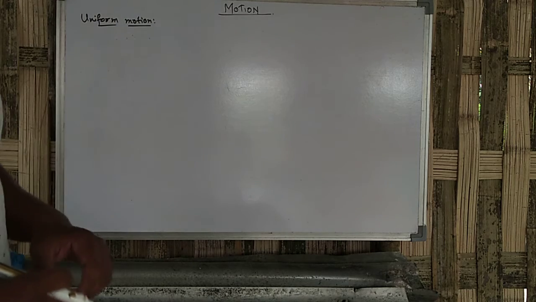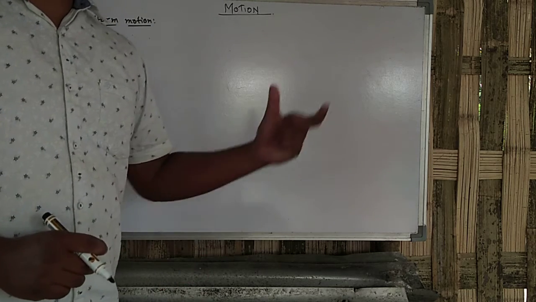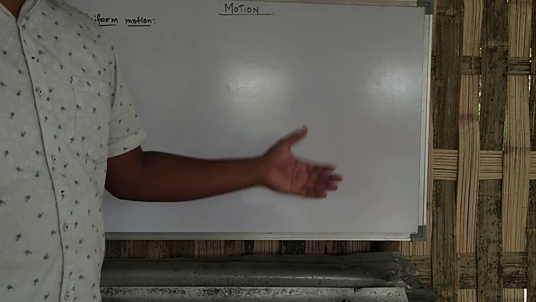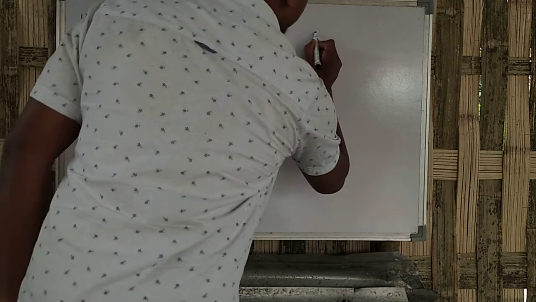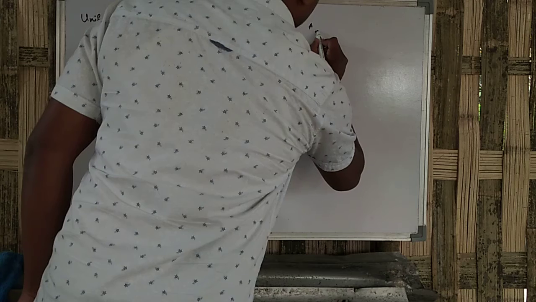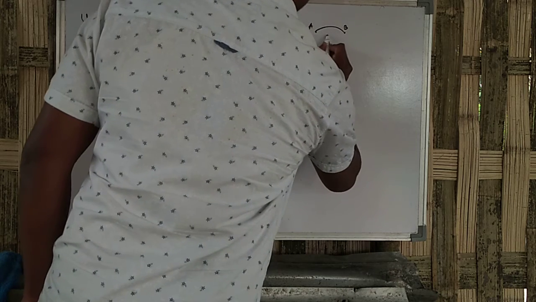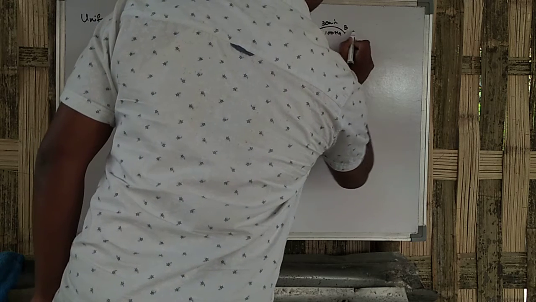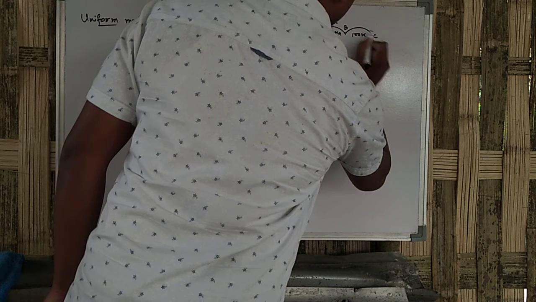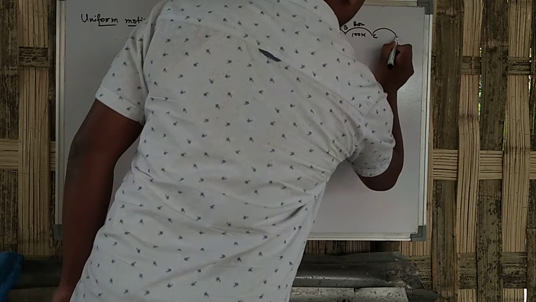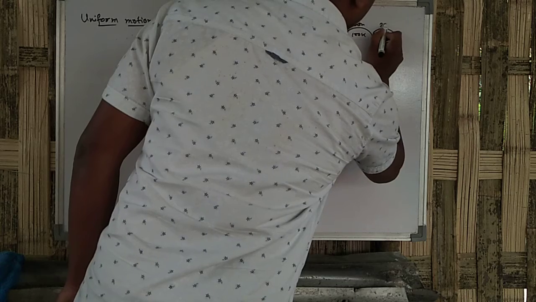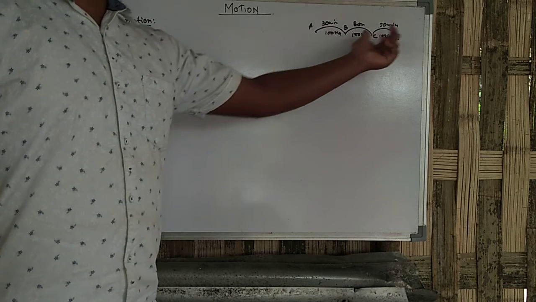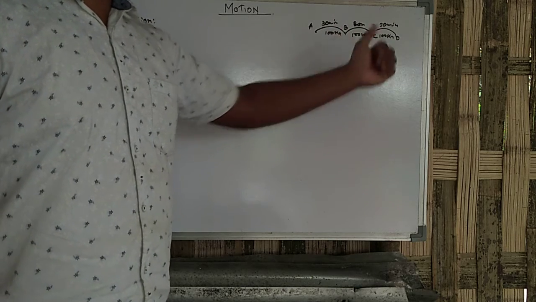So what is uniform motion? If an object covers equal distance with equal interval of time, then the motion of the object is said to be in uniform motion. For an example, a car covers a distance from A to B. This one is 100 km and it covered in 30 minutes. Again B to C is 100 km, again 30 minutes. Again C to D is 100 km, again it takes 30 minutes to cover it. So it covers equal distance with equal interval of time. So these types of motion is called uniform motion.